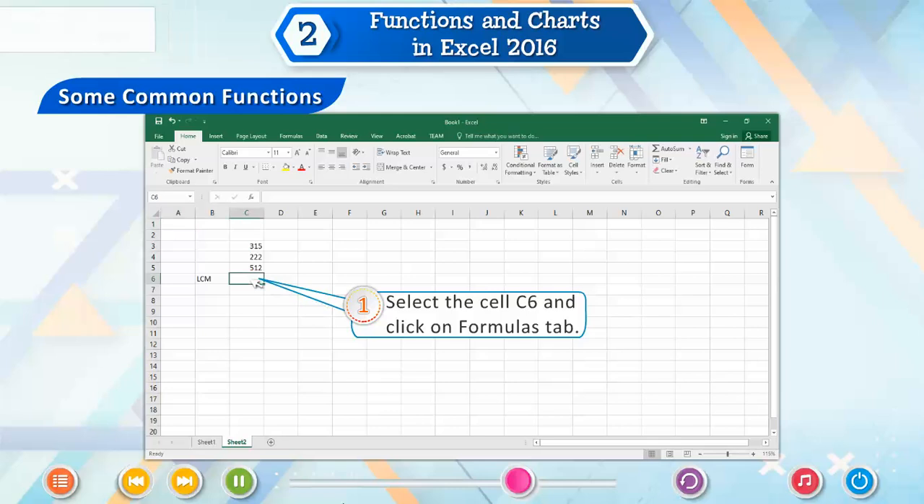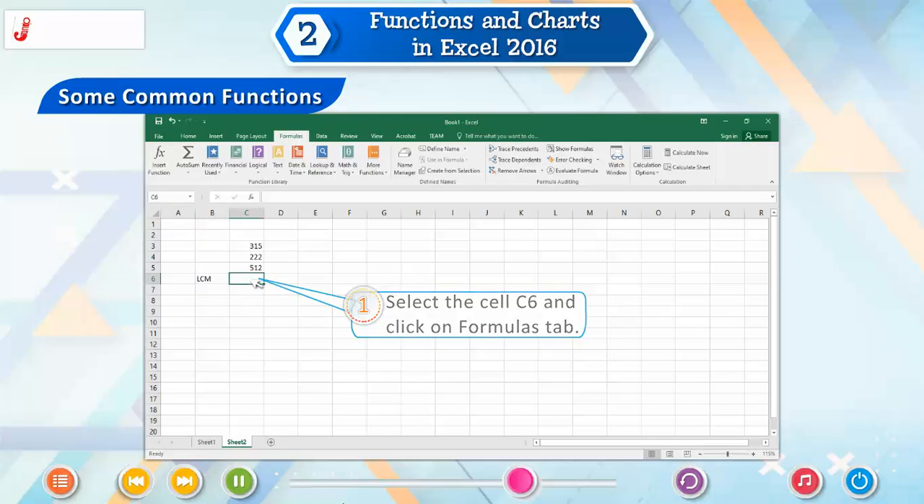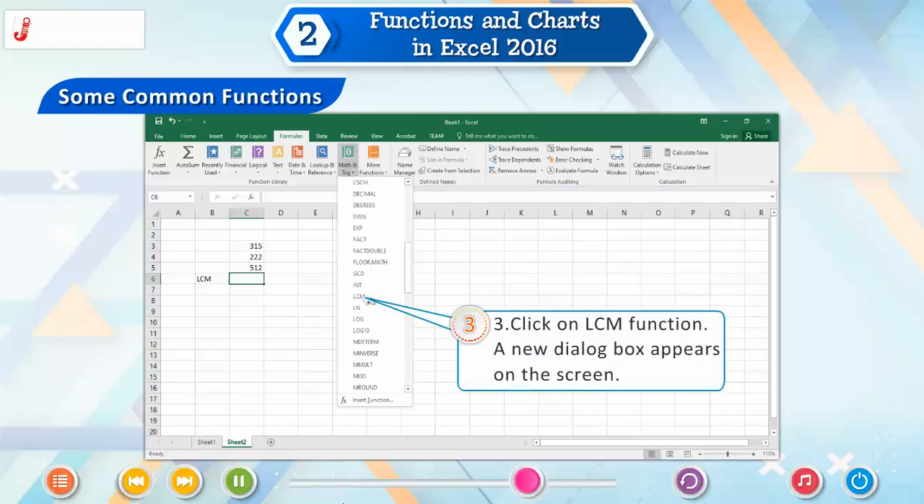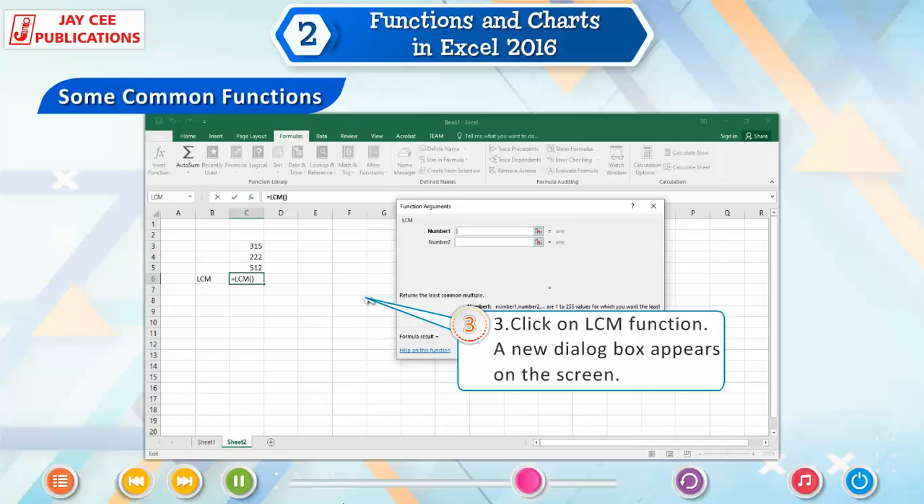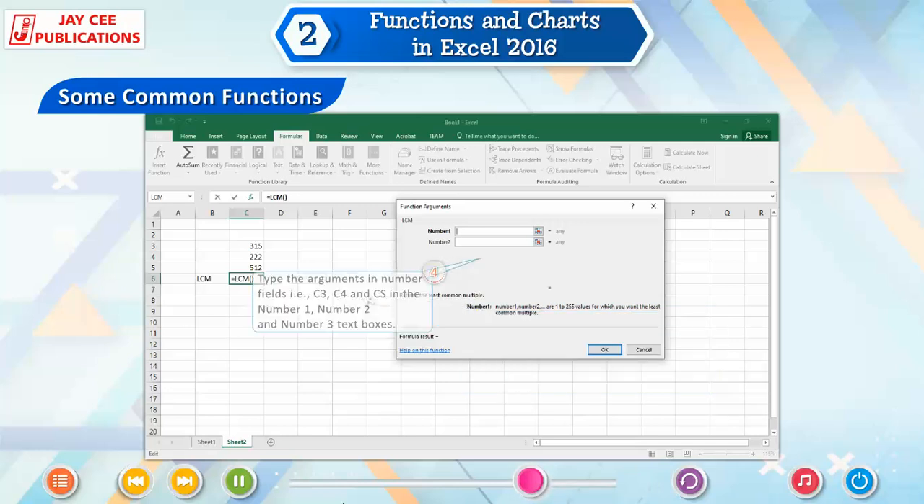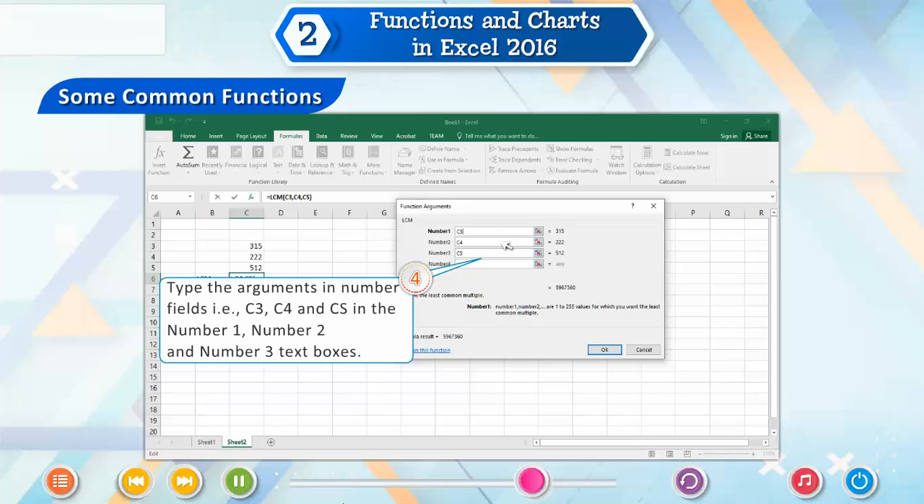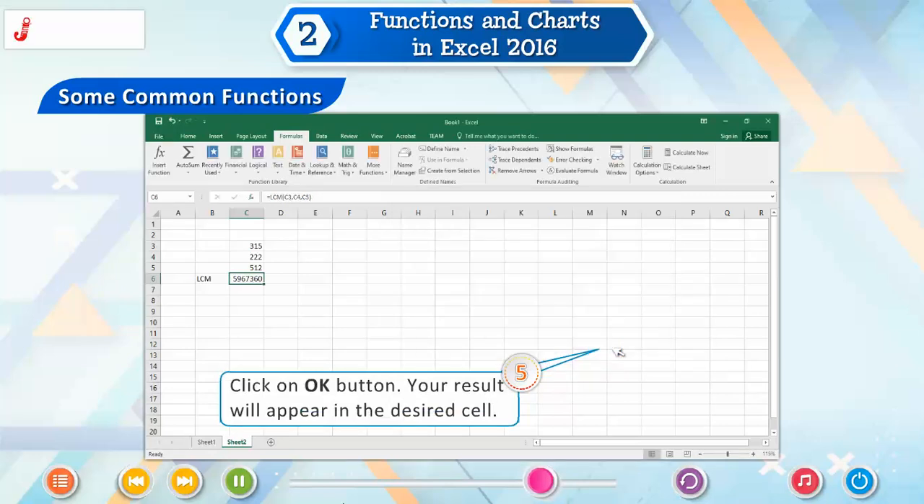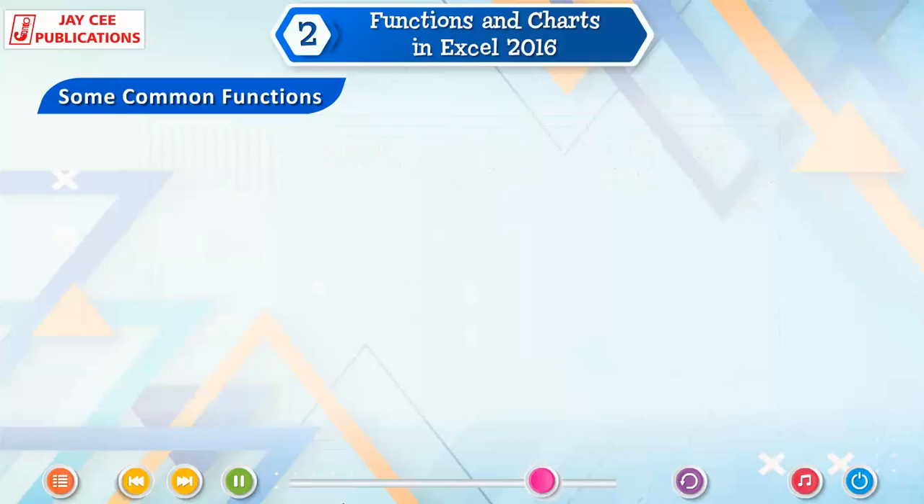1. Select the cell C6 and click on Formulas tab. 2. Click on Maths and Trig option from the Function Library group. A list appears with many functions. 3. Click on LCM function. A new dialog box appears on the screen. 4. Type the arguments in number fields, that is C3, C4 and C5 in the number 1, number 2 and number 3 text boxes. 5. Click on OK button. Your result will appear in the desired cell.